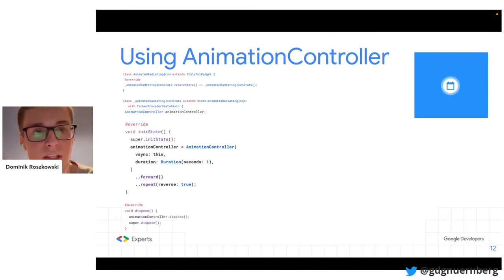In this case, we are going to use our friend, the stateful widget. In this case, we don't have any kind of API for that because it's self-contained, so we just need to focus on the state of a stateful widget. Here we have just a create state, and we have this class called animated radiating icon state.